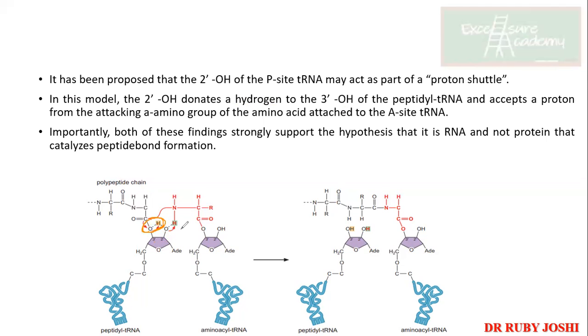And here the hydrogen bond is formed between the O and H. ये H कहाँ से आ रहा है आपका? Amino group of amino acid से आ रहा है. Is this much clear to you guys? Yes, ma'am. Okay.